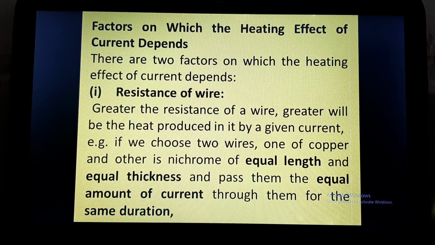Now if you compare two wires, one has more resistance and one has less resistance. Let us take example of copper and nichrome metals. One wire is of copper and other is of nichrome. The length of both the wires is same, thickness is same, and the amount of current which is passed through is same, and the current is passed for same duration. So every other factor has been kept constant. Only difference is the kind of material.